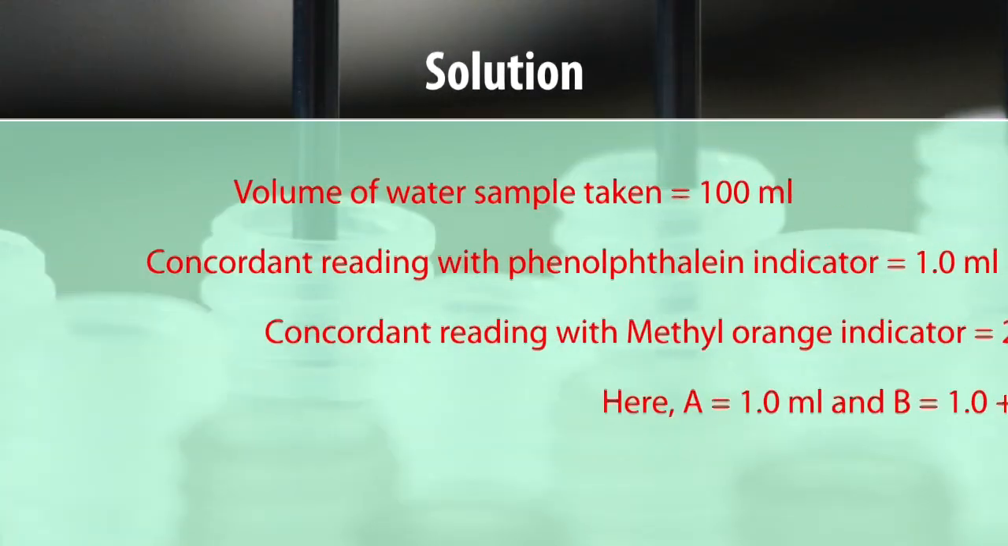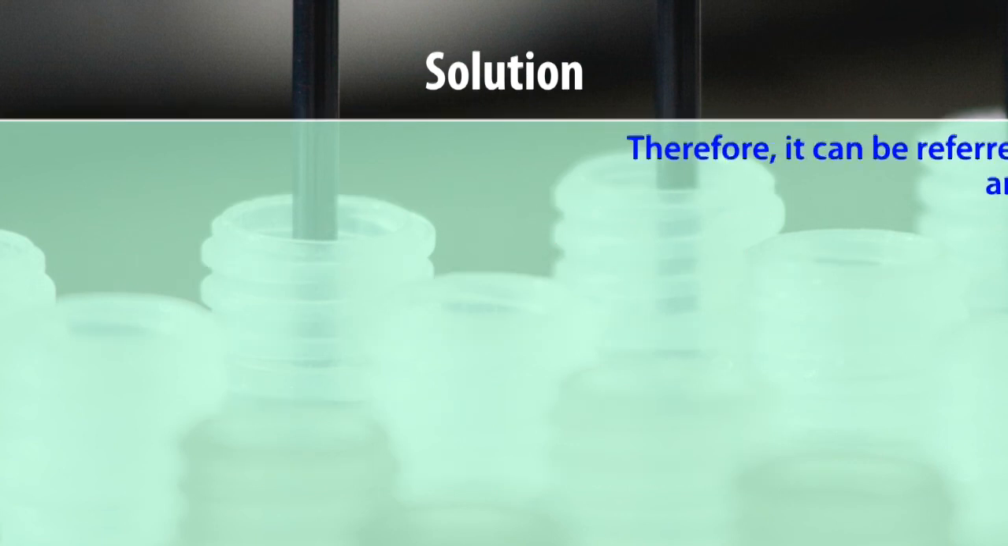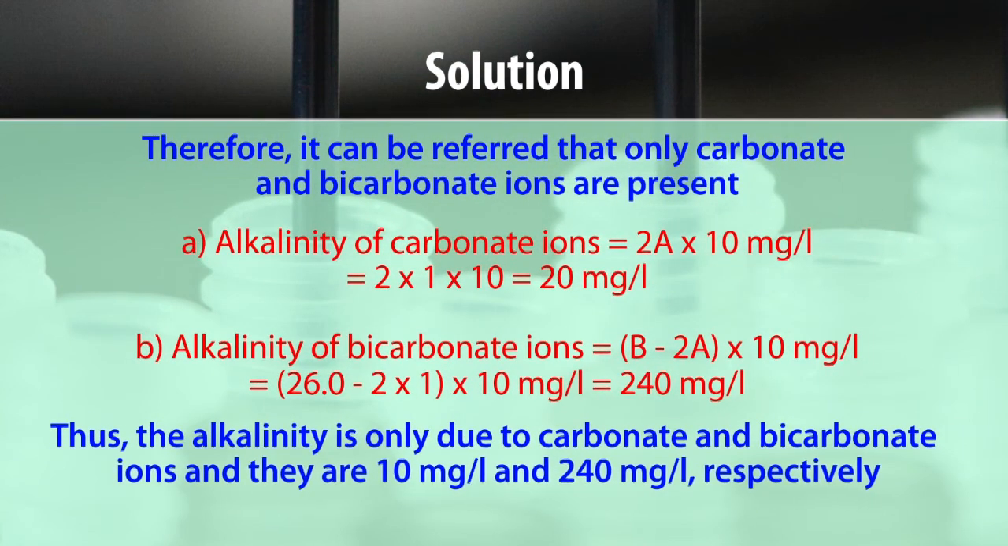Volume of water sample taken is 100 milliliter, concordant reading with phenolphthalein indicator 1 milliliter, concordant reading with methyl orange indicator 25 milliliter. Here A is equal to 1 milliliter and B is 1 plus 25, 26 milliliter. From the observed readings, it is found that A is less than B by 2. Therefore, only carbonate and bicarbonate ions are present.